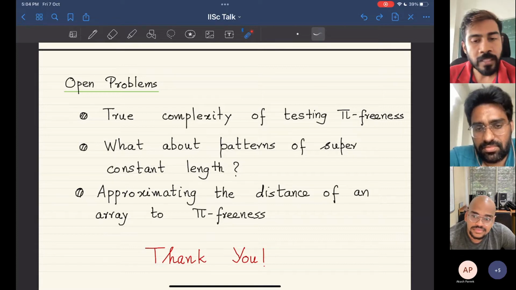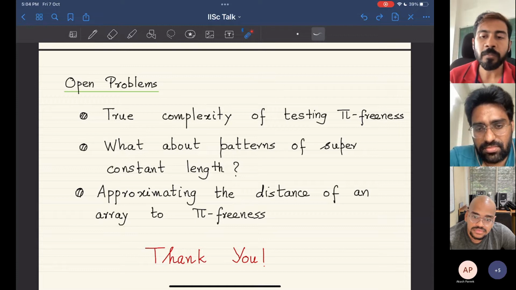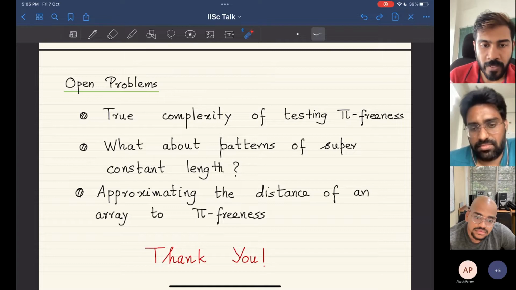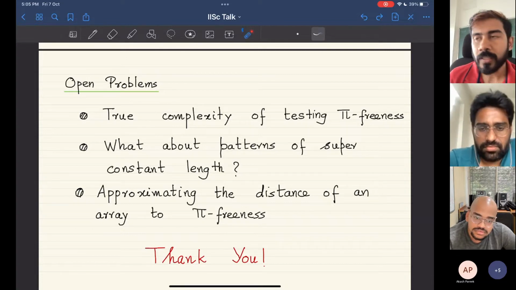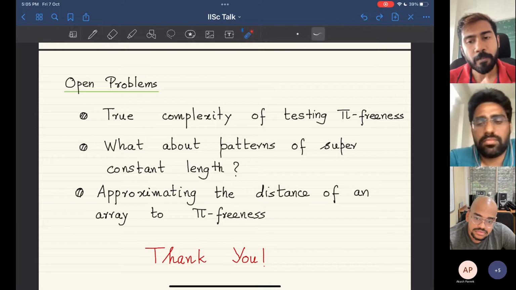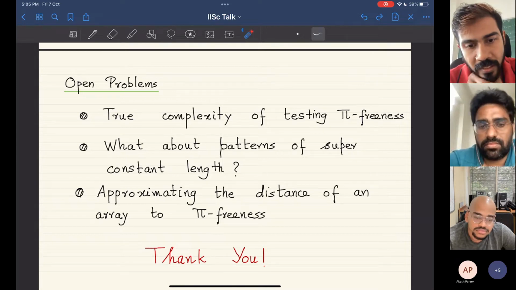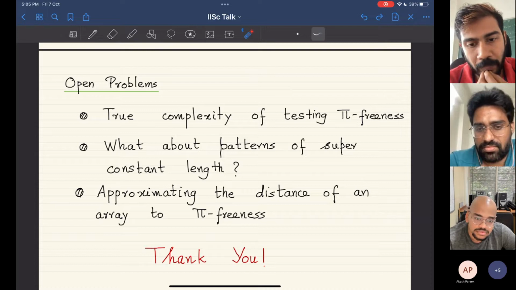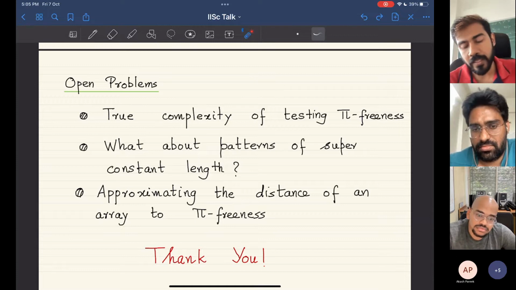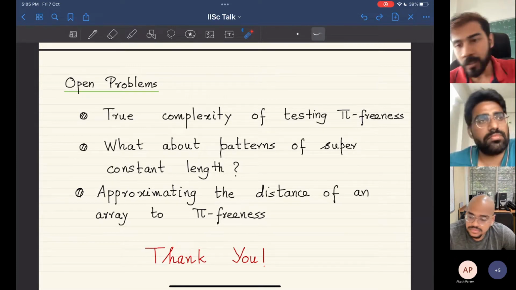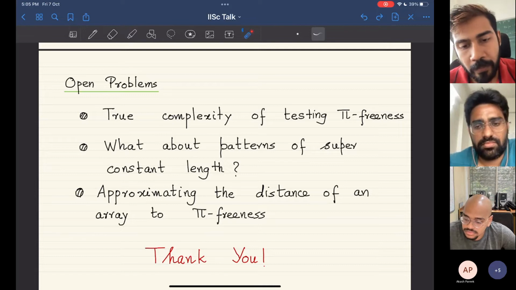And all of our work is for patterns of constant length. What about super constant length? Maybe one can try to come up with lower bounds. And a more interesting, much more challenging question will be to approximate the distance of an array to pi-freeness or get an estimate of the number of pi appearances. Not exactly count the number of pi appearances, but get an estimate in sublinear time, or approximate the distance of an array to pi-freeness.